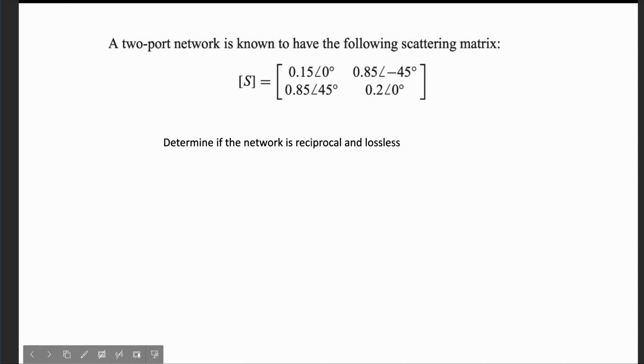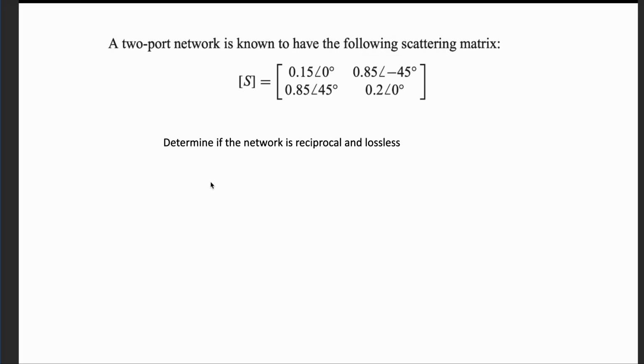This is just some S matrix which has 4 elements. This is for some two-port network, and you need to tell whether this network is reciprocal or lossless. Again, the same question is there in the assignment also. You are solving it, right?